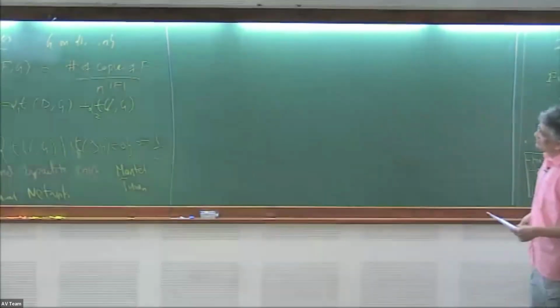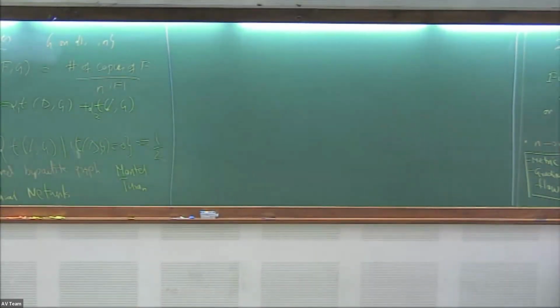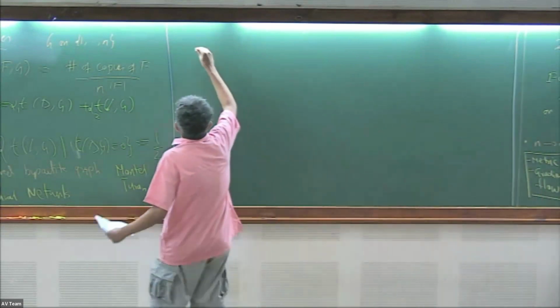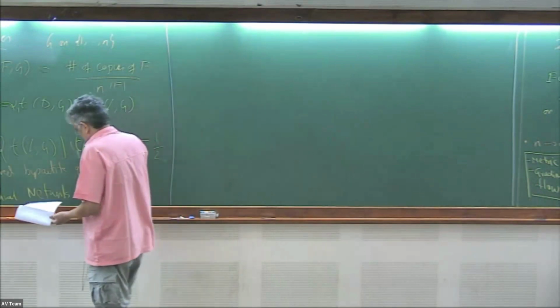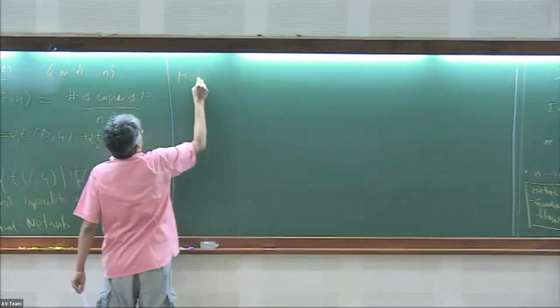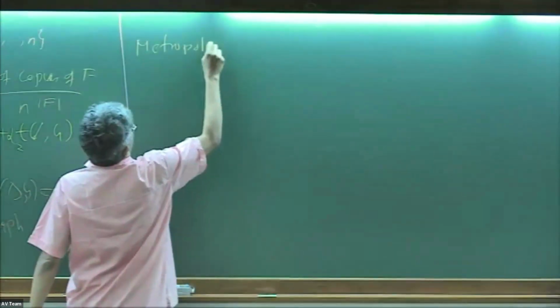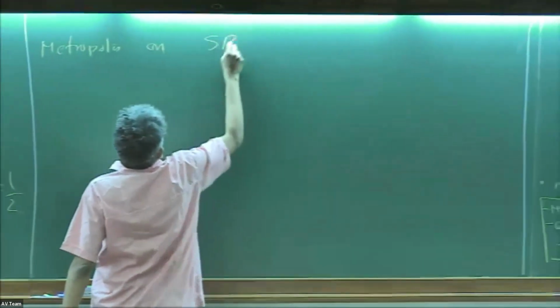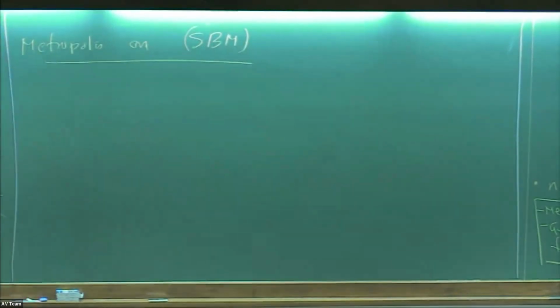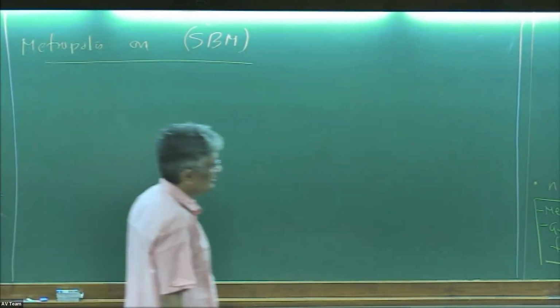Okay. So now let me spend some time. Before coming to this, this object is also very nice. I think this is quite nice to see and sort of unique in this area in some sense. When you think about it, it's sort of the most natural thing to do. So this is a Metropolis chain on the stochastic block model. I'll just call it SBM.